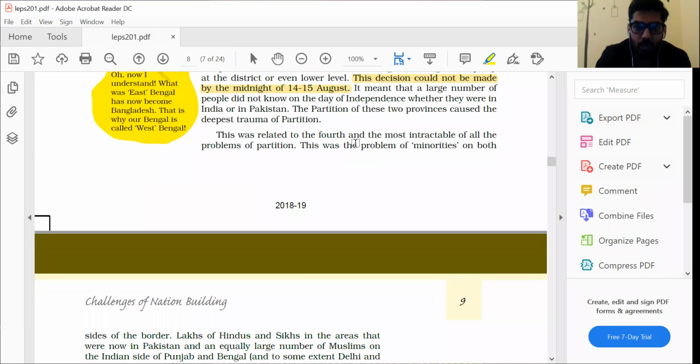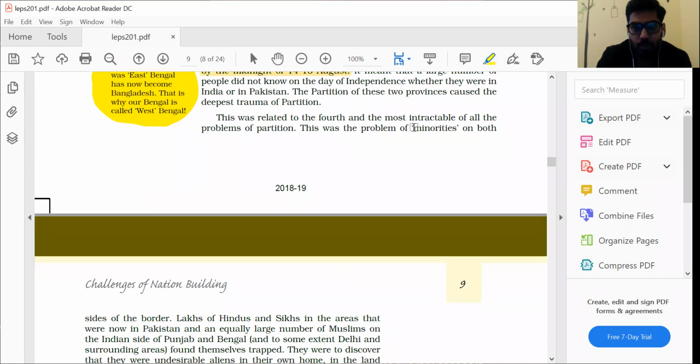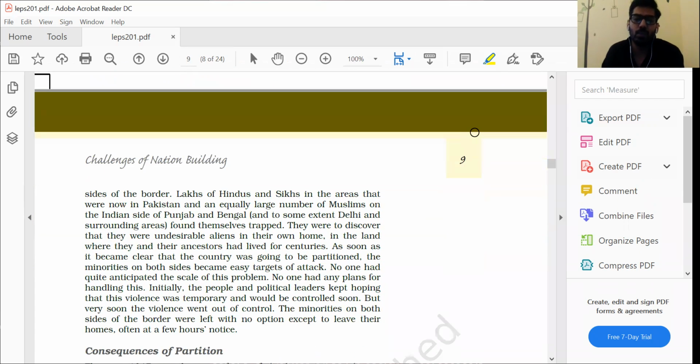Now, there was a fourth problem also. This was the problem of minorities, as I told you. Lakhs of Hindus and Sikhs in areas that are now in Pakistan had an equally large number of Muslims on the Indian side of Punjab and Bengal. They found themselves trapped. Imagine Hindus and Sikhs in Pakistan wanting to come here, and some Muslims here wanting to go there. They felt trapped on both sides. They were to discover that they were undesirable aliens in their own home.